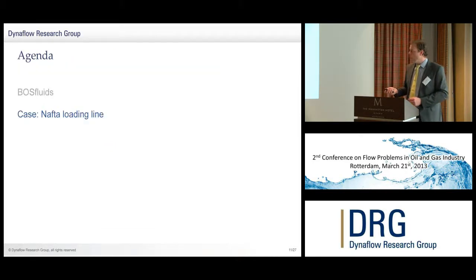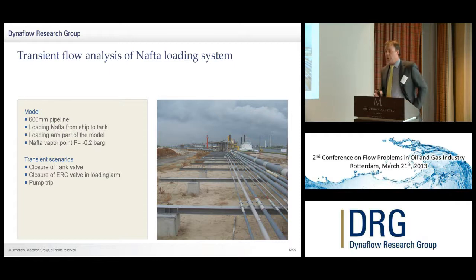Okay. An example of a project that we've done using BOSfluids, using the old interface. It concerns a Nafta loading system. It's a 600 millimeter diameter pipeline loading Nafta from a ship to a tank. There's a loading arm involved, and the Nafta has a vapor point of minus 0.2 bar, which is relatively low, well, high, so to say. So it's something to watch.